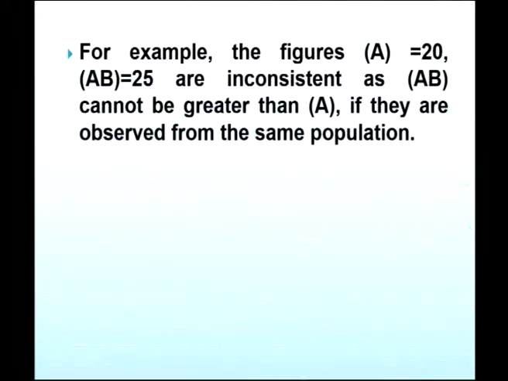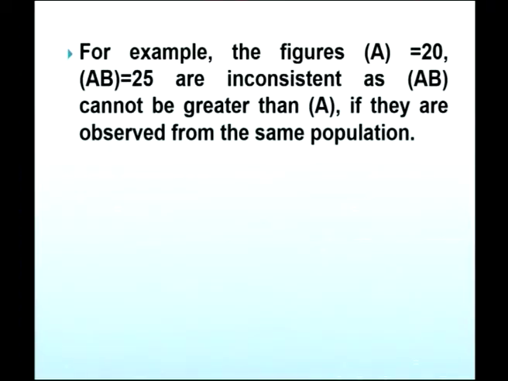Already we have represented (A) as possession of attribute A is only 20, and AB represents possession of attribute A and then B. Therefore, it cannot be 25, and this is conflicting with the data given. Therefore, it is not consistent data. A is 20 and AB is 25 is not consistent. Therefore, the data is inconsistent, as AB cannot be greater than A. AB means representing the possession of A and B. It should be less than 20 only if they are observed from the same population.